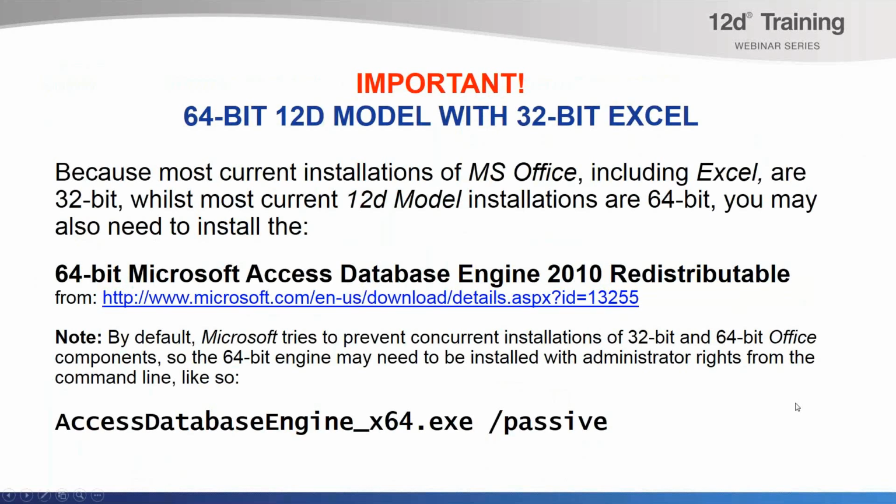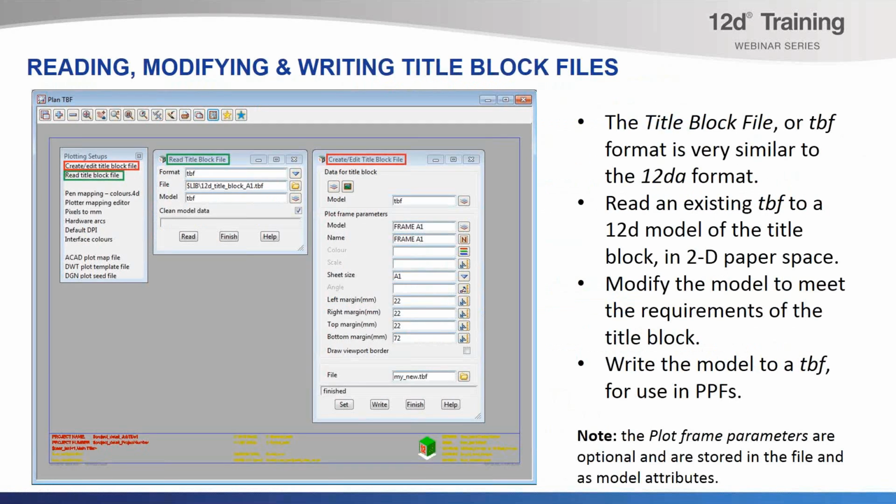Right, with that out of the way, we should probably talk about first how we read and write title block files, because these title block files are just a file which is referred to in the plot parameter file when we generate a plot, and it contains all of the details of the title block that we wish to plot. So there are two simple options in 12D available from the plotting setups menu. There's read title block file here, highlighted in green, and create edit title block file highlighted in red.